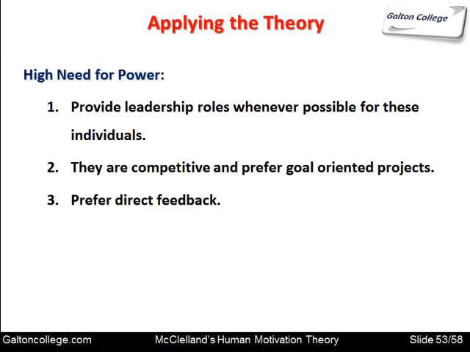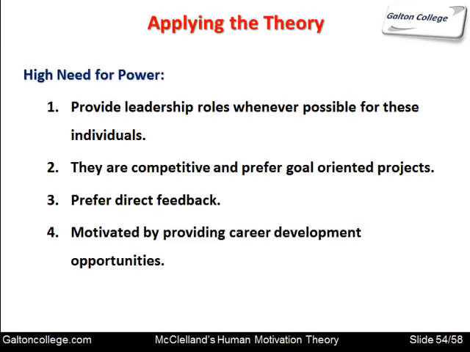But they do prefer direct feedback. They prefer to be told exactly how well they're doing or what criticisms there are of what they're suggesting. And they will argue against the criticisms because most of the time they are convinced that what they're doing is correct, and they will not move from that position easily.